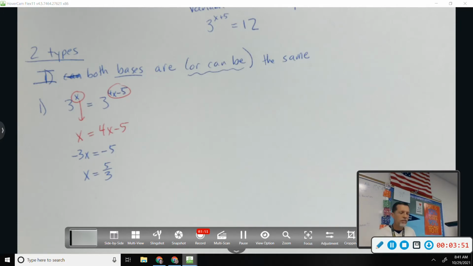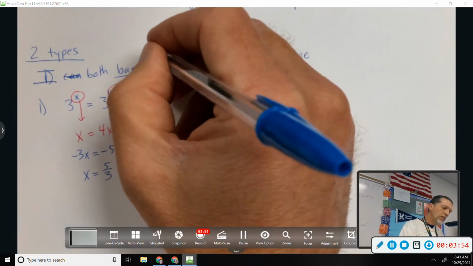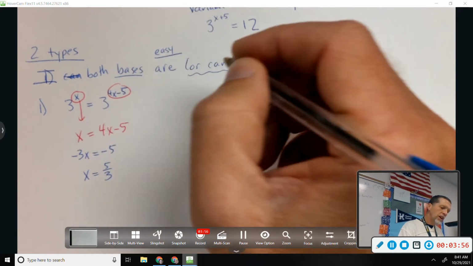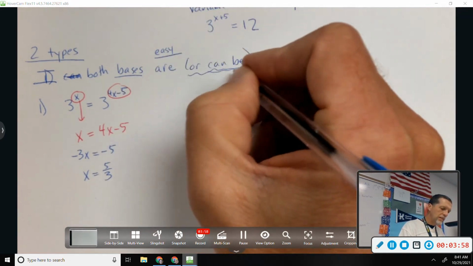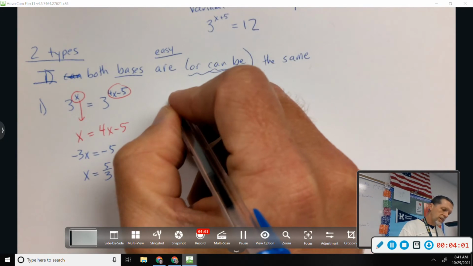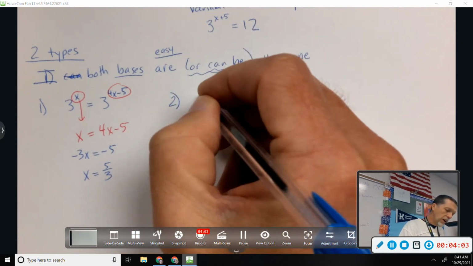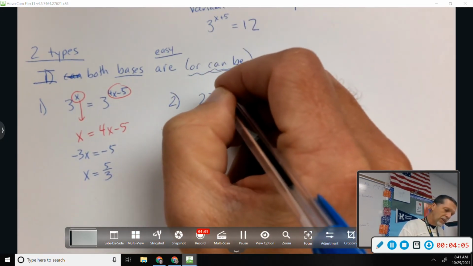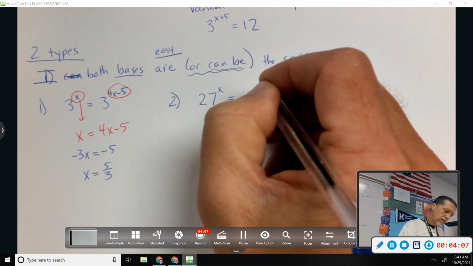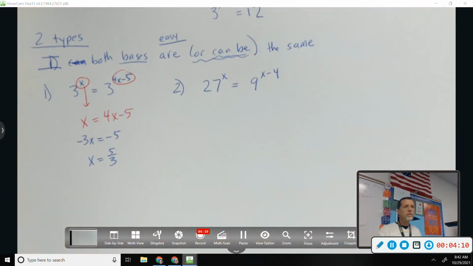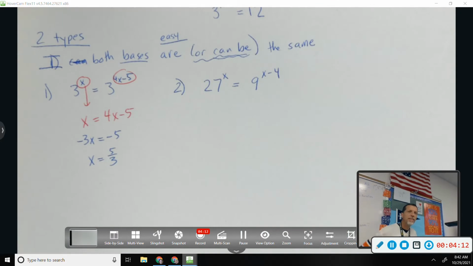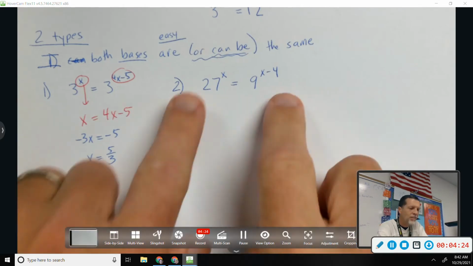Now, the same base is the easy kind for sure. Can be the same is sometimes the tricky part. Make them the same by finding the greatest common factor. You are going to make them the same, so let's figure out how to do that. 27 to the x equals 9 to the x minus 4. So I can't delete the 27 or the 9 because they're different. So I can't just say, let's let the exponents equal each other.